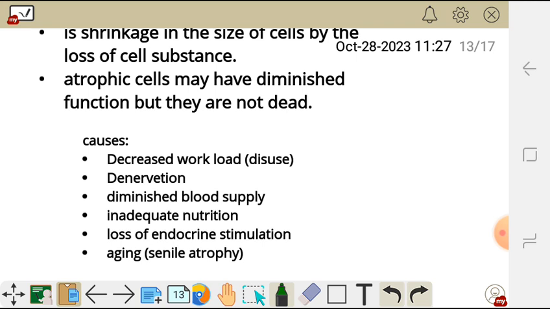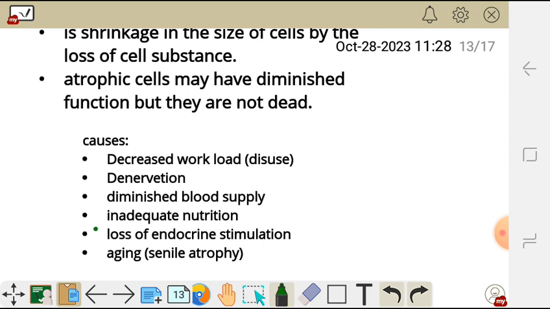Then the other cause is denervation. Loss of innervation to the cell can cause atrophy. Then we also have diminished blood supply. We know that blood supplies nutrients and oxygen to tissues. Now, if that supply is reduced, automatically the cell is going to be atrophied.